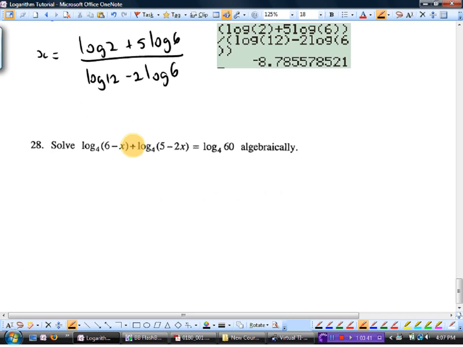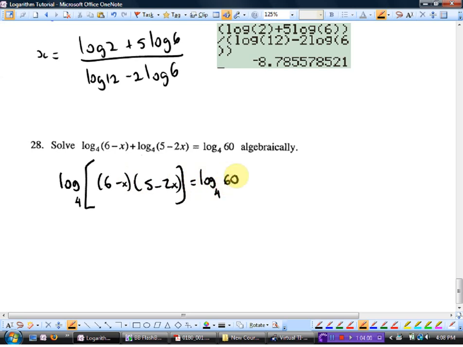What's adding outside the log the same as? I can write this as one term: log base 4 of (6 minus x) multiplied by (5 minus 2x) equals the log base 4 of 60. Mr. Duick, shouldn't that minus put that x on the bottom? No. Remember, my common mistake is people want minusing or plussing inside a log. They want to turn that into multiplying and dividing. No.